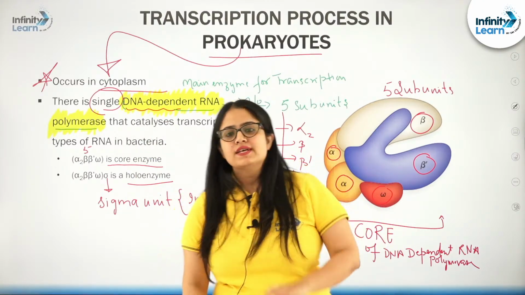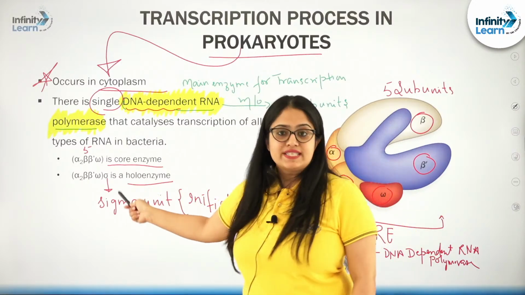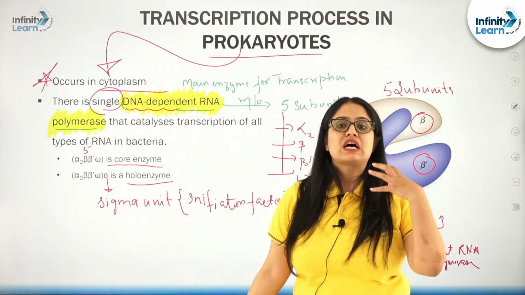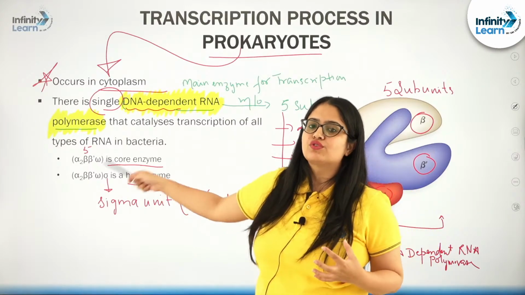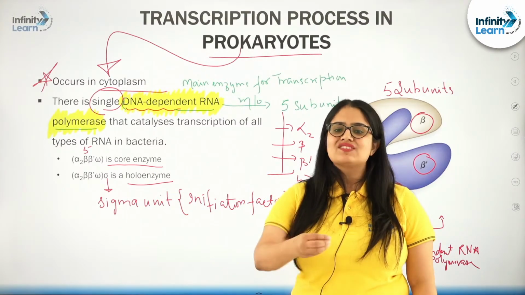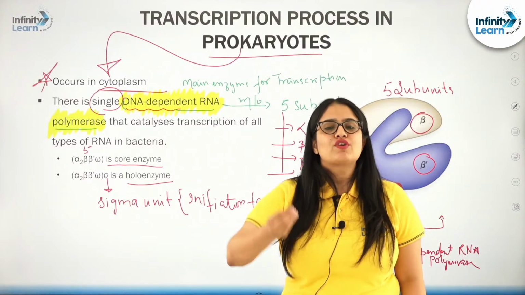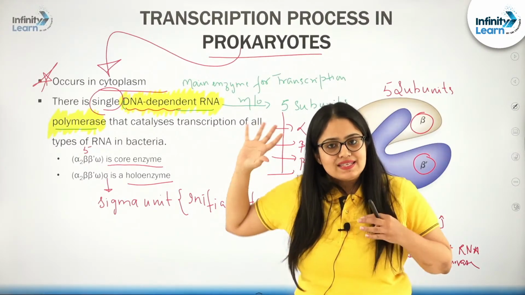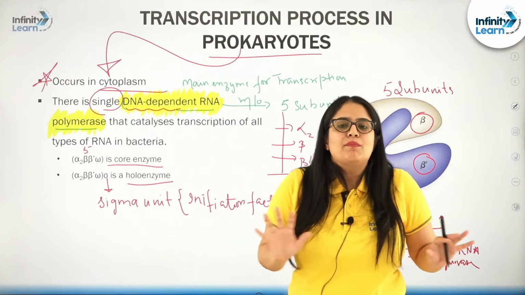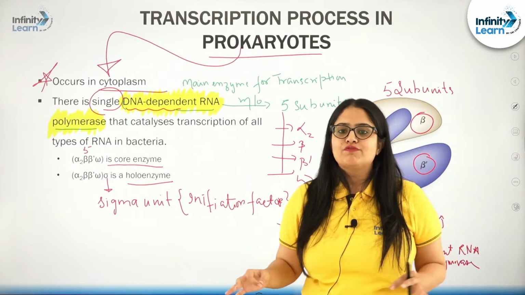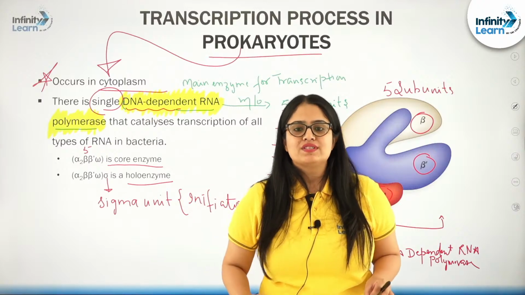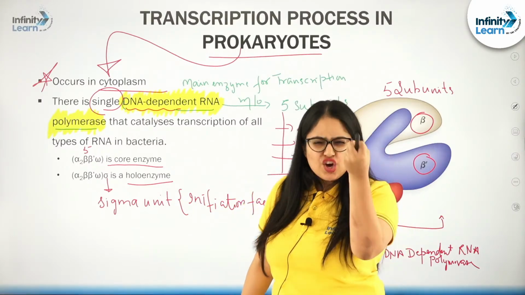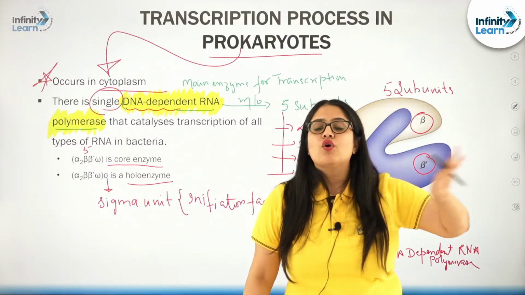And not to forget, this association or binding of sigma to the core of RNA polymerase is transient. It takes place only for a certain time, just for initiation. Once the initiation of the transcription process is completed successfully, there won't be any requirement of this sigma factor. Sigma factor will be removed and the remaining core enzyme will do the elongation process.